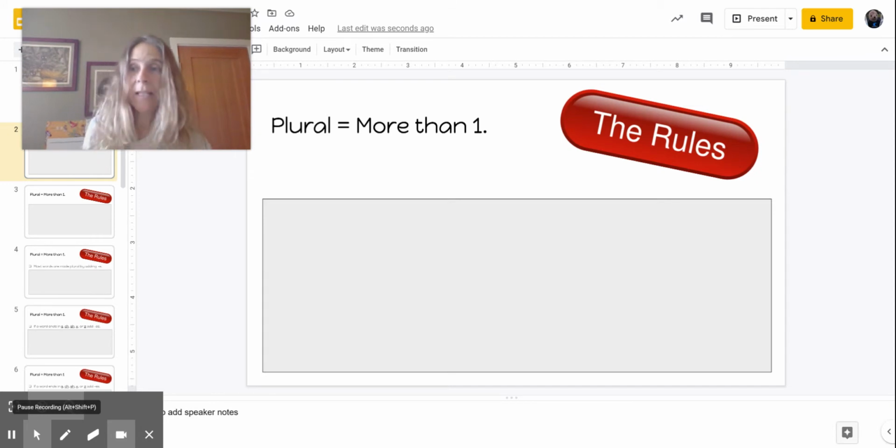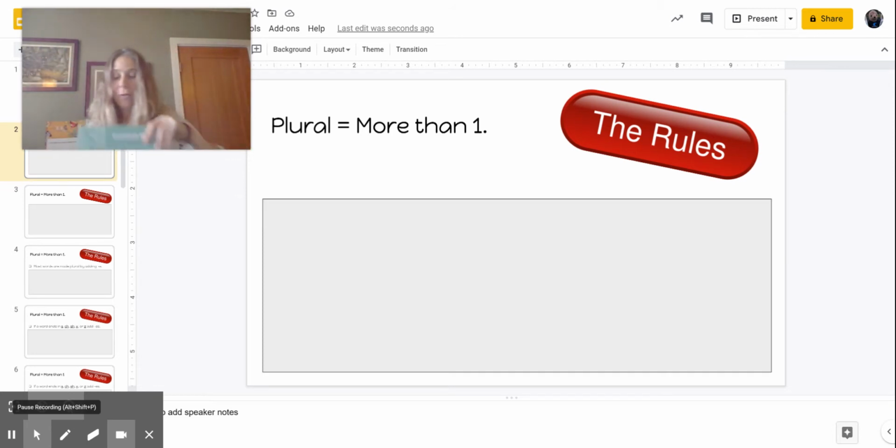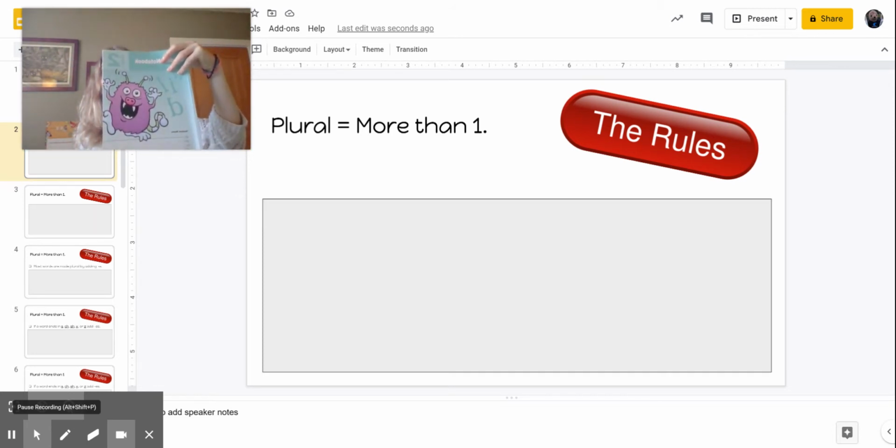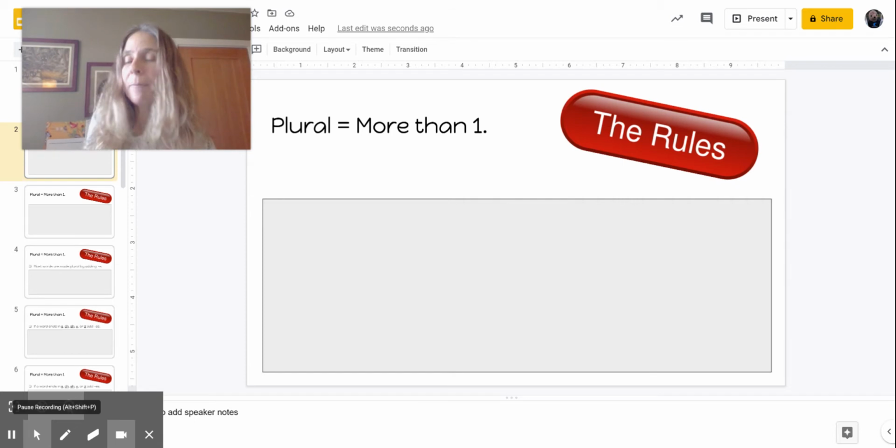So what you're going to need for this lesson is a whiteboard or a piece of paper, and your student notebook or your monster book. And I'll tell you what page to turn your student notebook to when it's time to use that. But if you want to get those ready, just have those handy.